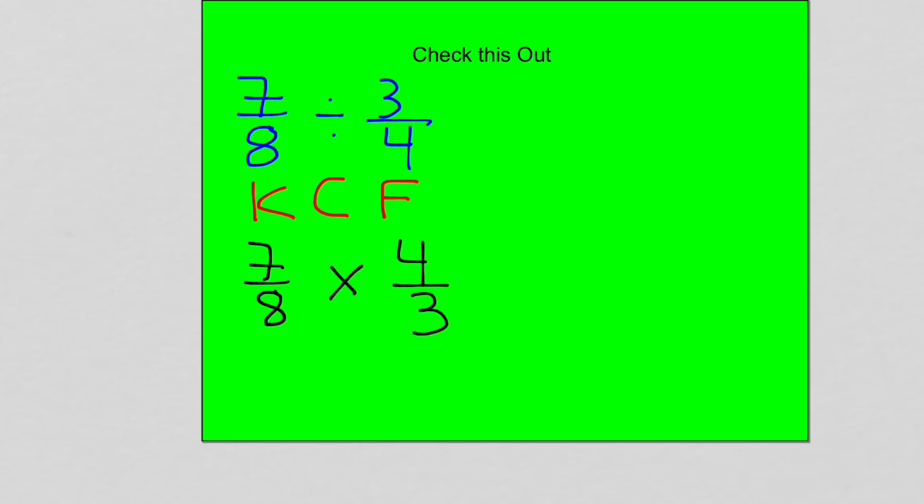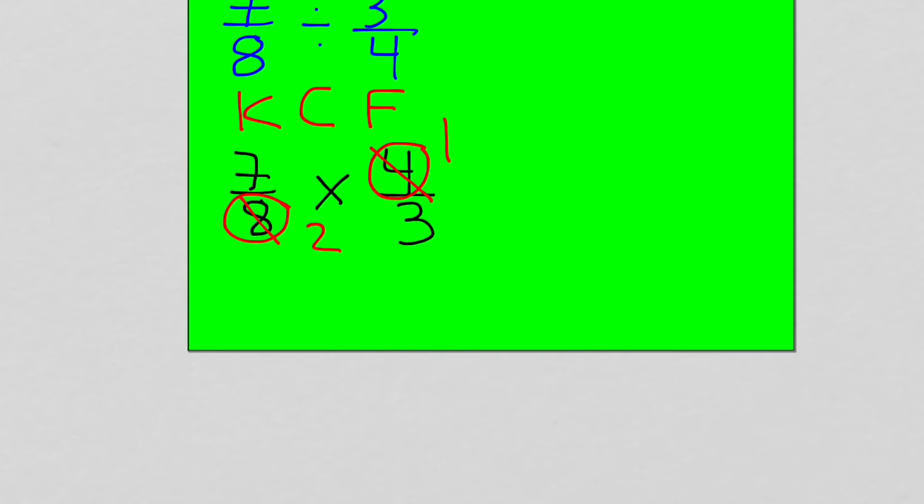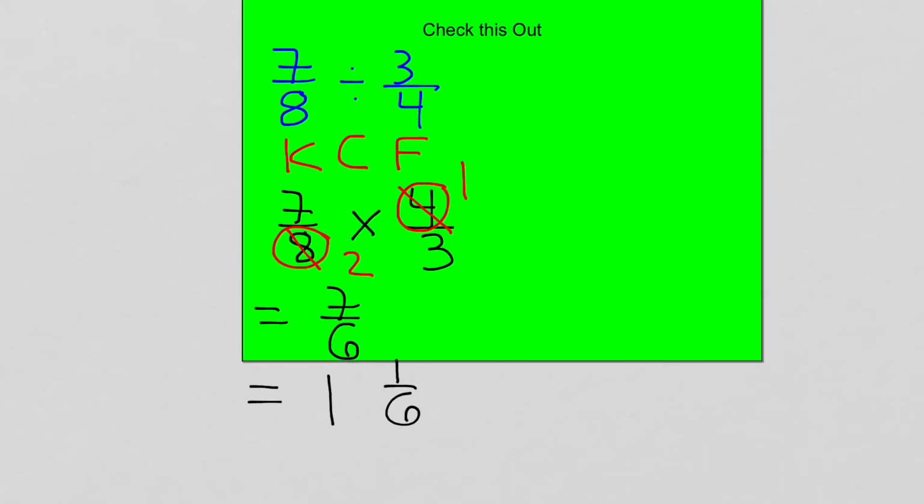Now the good thing about this is that you can simplify your diagonals. 4 into 4 goes once, 4 into 8 goes twice, and you're left with 7 times 1 is 7, 2 times 3 is 6, 6 goes into 7 one time, remainder 1 out of 6. So keep, change, flip is a strategy that will work every time, and you don't have to do any common denominators or diagram drawing. Now in my next video, we're going to explore this idea of multiply by the reciprocal, or keep, change, flip, in more detail.